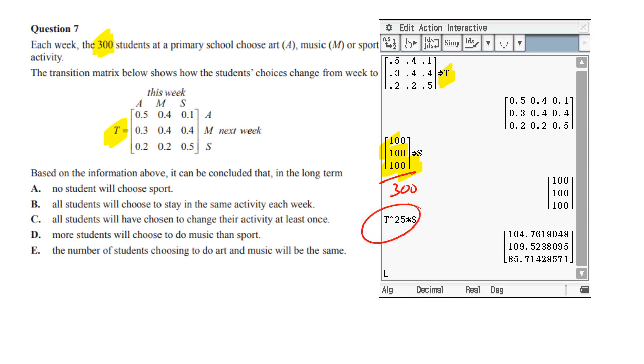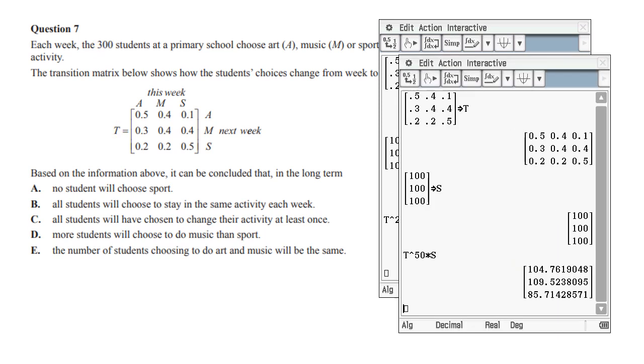I've done T to the 25 times S naught to get me what I want, and I've got some values here. Just to prove a silly point, I did actually do term 50 and got the same numbers. All right, so now we can start looking at the multiple choice and seeing what makes sense. If we look at A, it says no students will choose sport in the long term, right? Well, let's have a look. We've got to make sure we labeled our diagram. So A, M, S. So there's definitely 86 students in S. So definitely there are still some students who are choosing some sport.